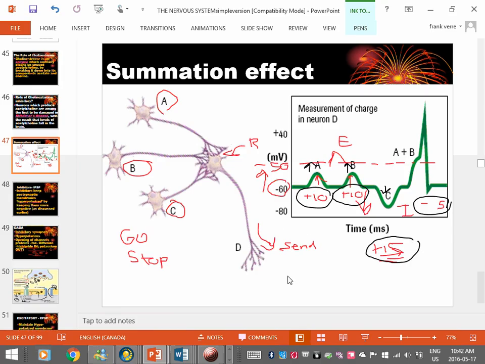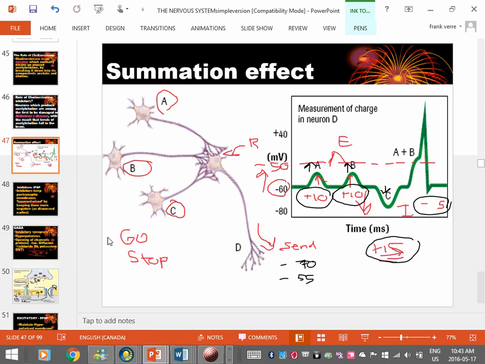Now, if the resting state is minus 70, for instance, sorry, I don't have a pen here, and the threshold is minus 55, what's the difference between those two? Plus 15. So if it's enough to get it to threshold, then the neuron fires. So it's just simple math. The neuron uses simple math to decide if it's going to fire or not. If the voltage changes to threshold, it fires.